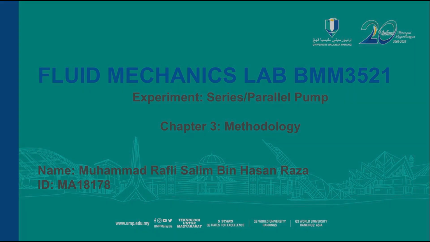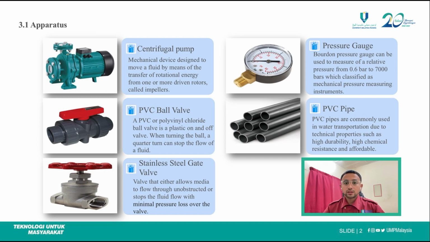To get started with apparatus 3.1, for the first equipment we have identical centrifugal pumps, which is a mechanical device designed to move a fluid by means of the transfer of rotational energy from one or more drivers to a rotor called an impeller. And there are two valves used in this experiment, which are the stainless steel gate valve and the PVC ball valve. The stainless steel gate valve either allows media to flow through unobstructed or stops the fluid flow with minimal pressure loss over the valve.